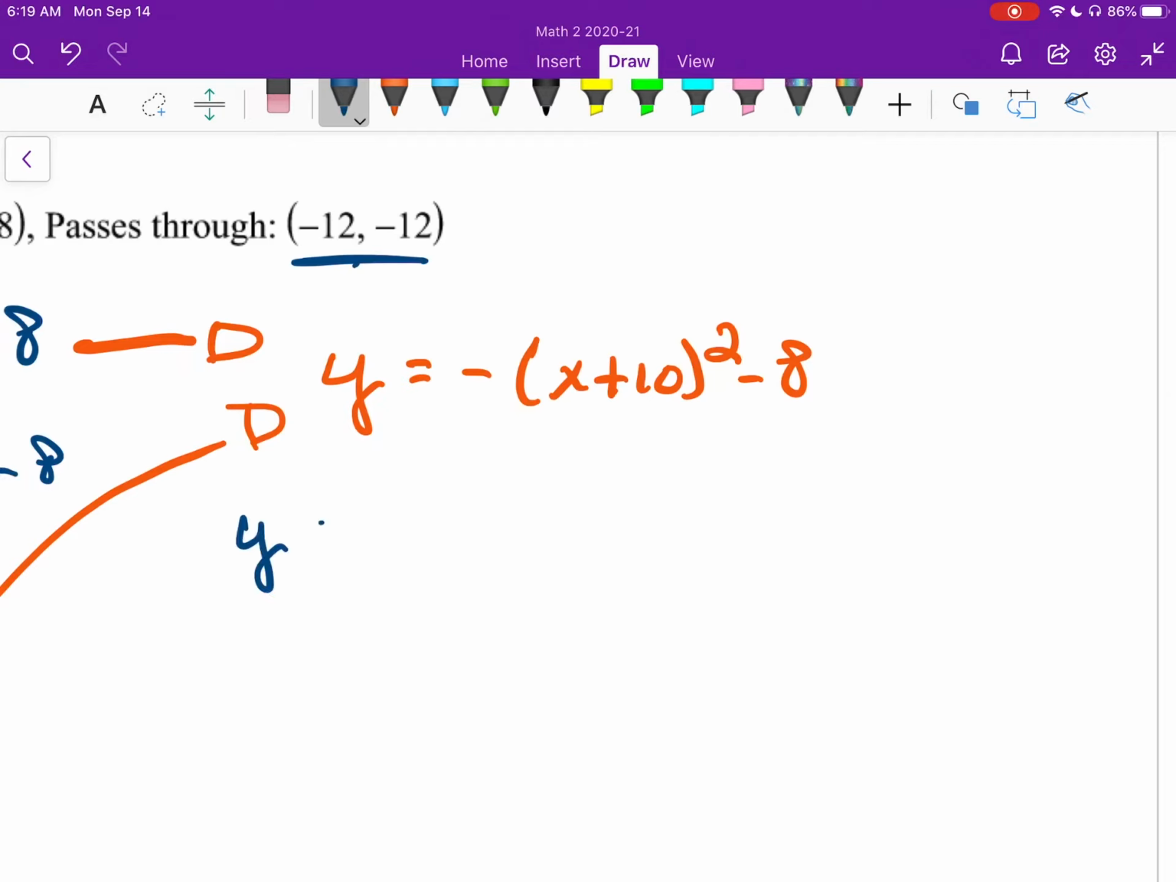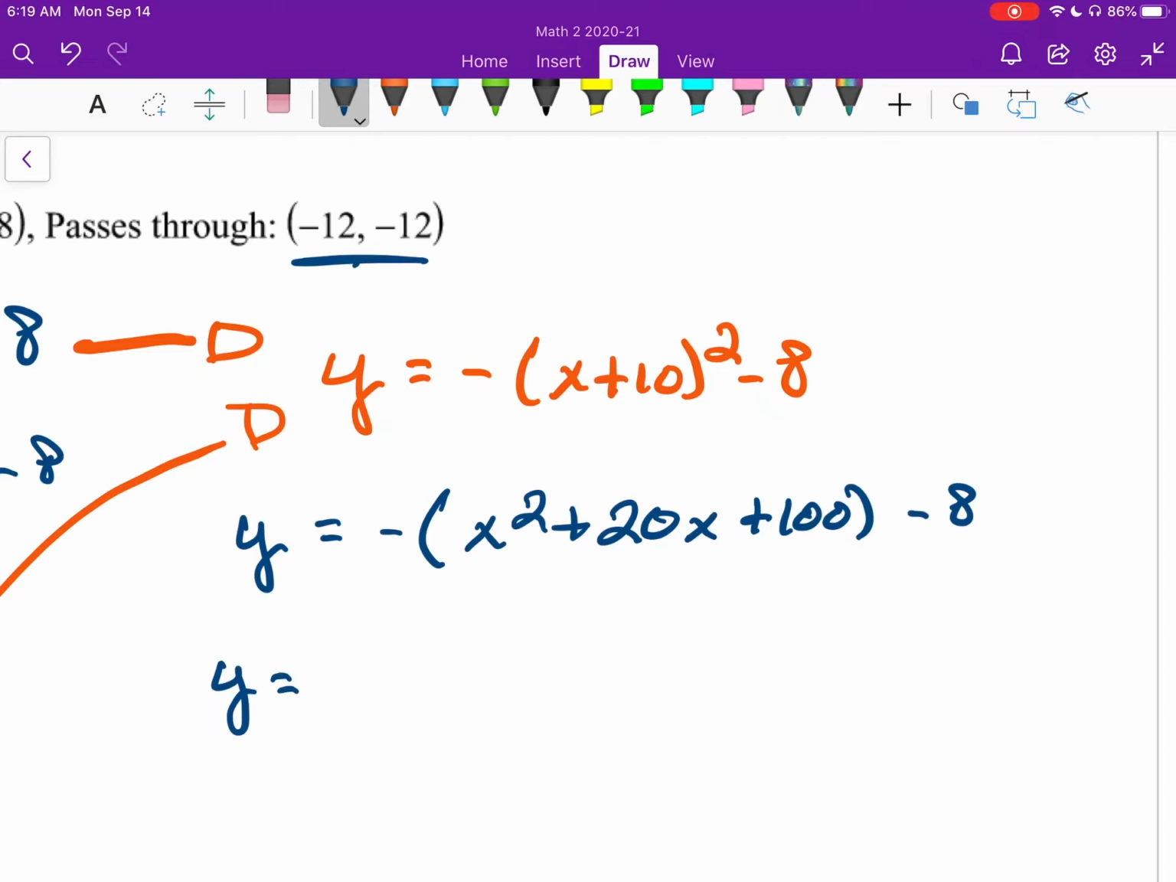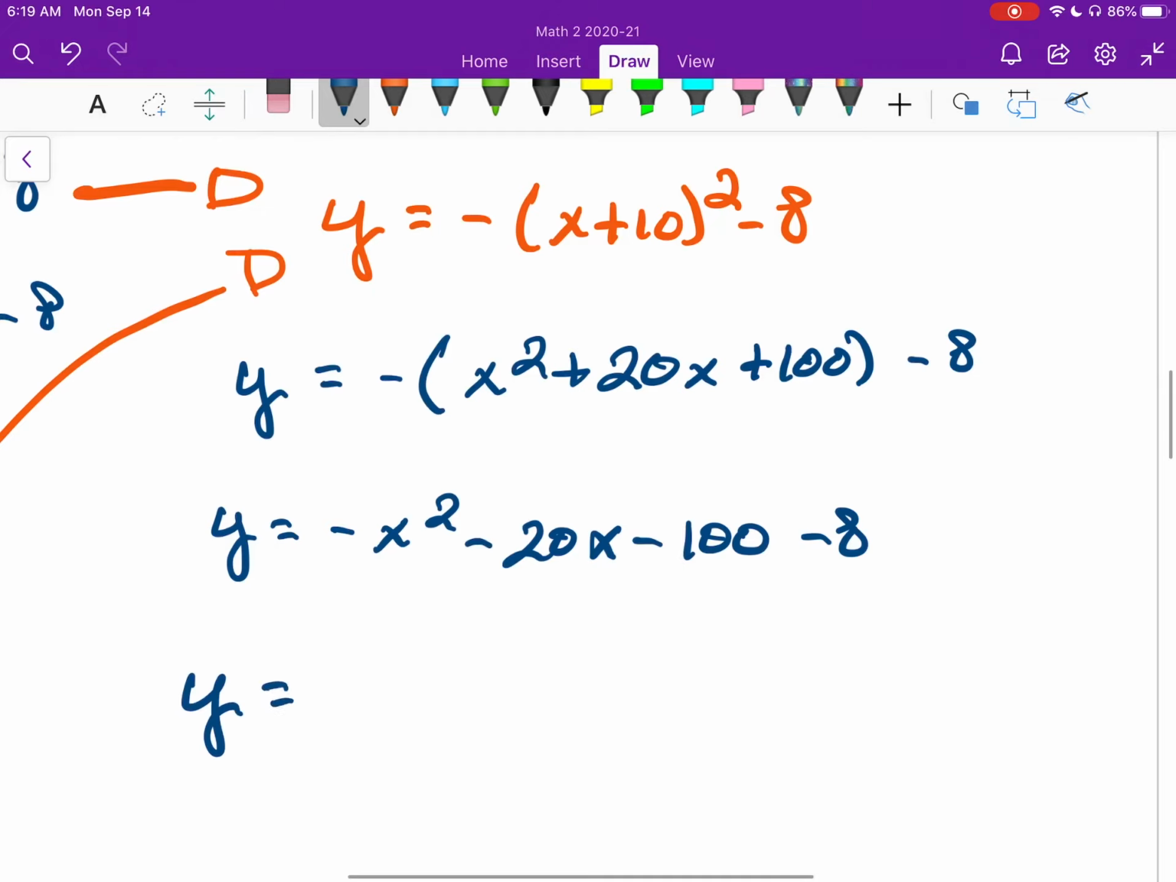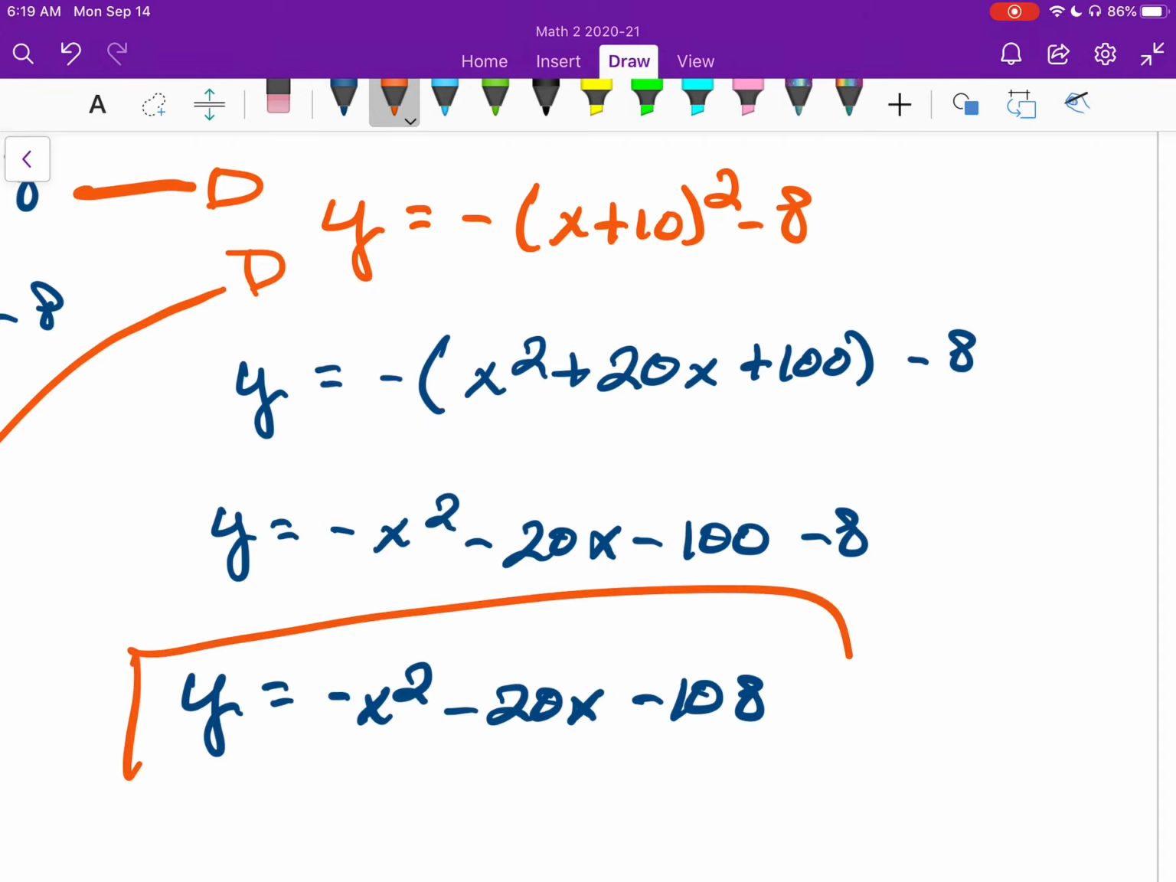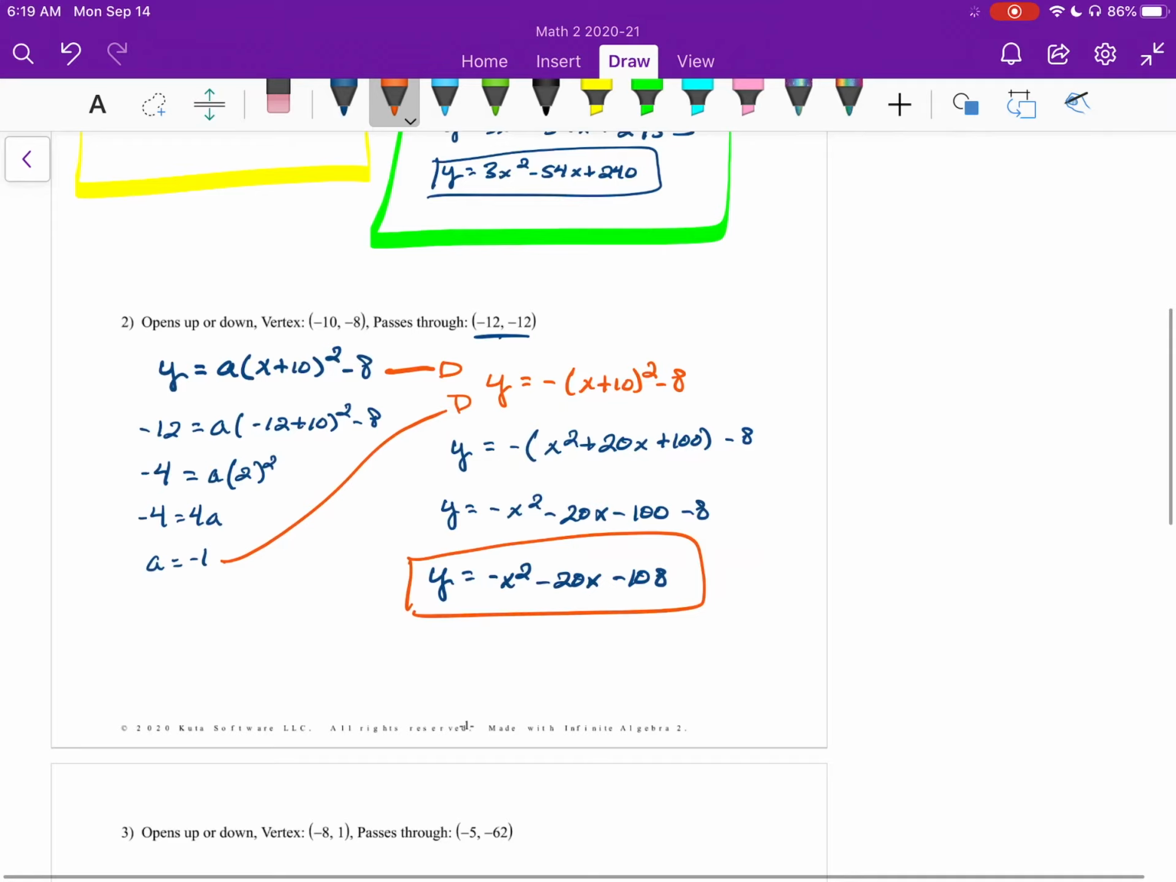So next up we have y equals negative (x squared plus 20x plus 100), and then minus 8 at the end. This is the same thing as y equals, I'm going to distribute my negative, I get negative x squared minus 20x minus 100 minus 8. So y equals negative x squared minus 20x minus 108. And there we are.